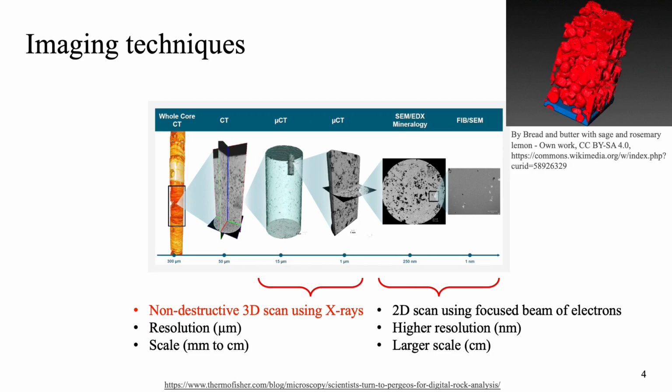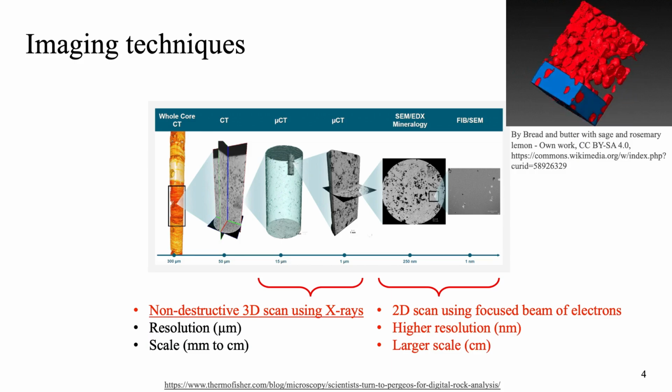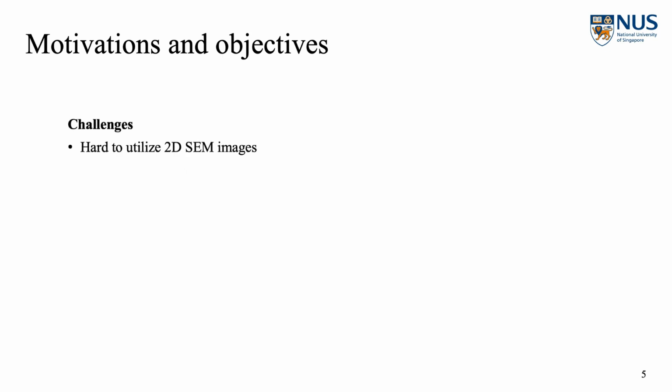As for SEM, it only produces 2D scans of the surface of an object with the focused beam of electrons. Compared to micro-CT, SEM offers enhanced resolution and a larger imaging scale, except that it does not provide full 3D scan. Considering the pros and cons of SEM, I'm sure you will find out one challenge in digital rock physics. That is the difficulty to utilize 2D SEM images. Apart from that, performing full 3D CT scan is very expensive and time-consuming.